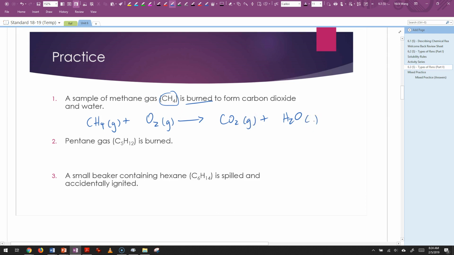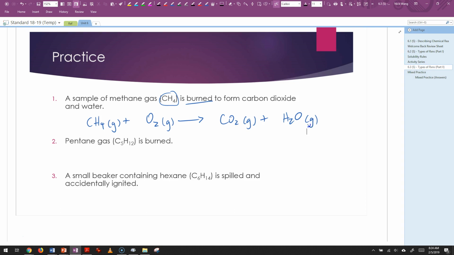And H2O, your initial instinct may be to write L, liquid, because you know water is a liquid. But then think about it: we're talking about burning something. That's a really hot environment. So what happens when water is in a really hot environment is that, in fact, it is a gas, not a liquid. So some of this context helps you figure out that that's going to be a gas, not a liquid. Of course, to balance it, we go ahead and add the appropriate coefficients.